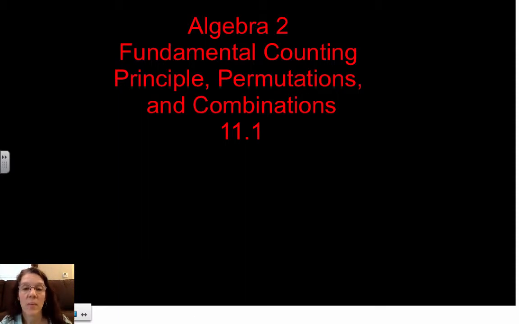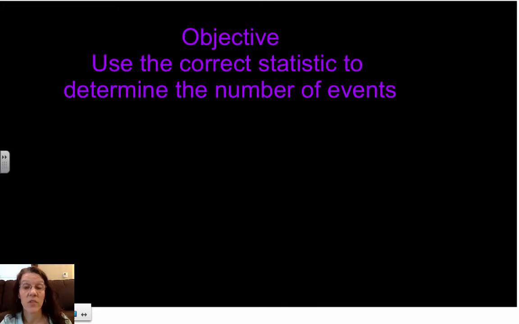This is our second chapter that we're flipping, and we are talking about a chapter on statistics and probability. Today's lesson is on the fundamental counting principle, permutations, and combinations. It is the first video for us. Our objective today is to use the correct statistic to determine the number of events.